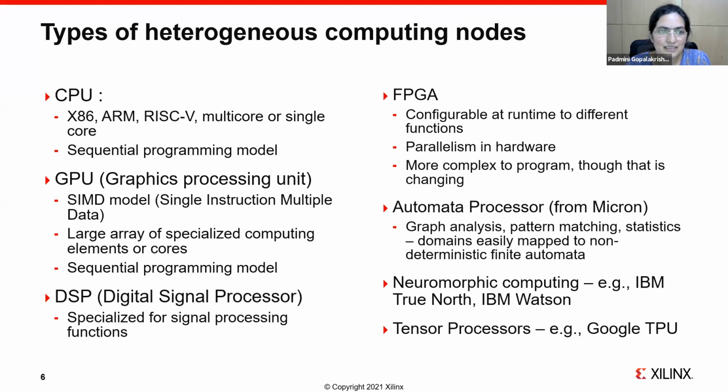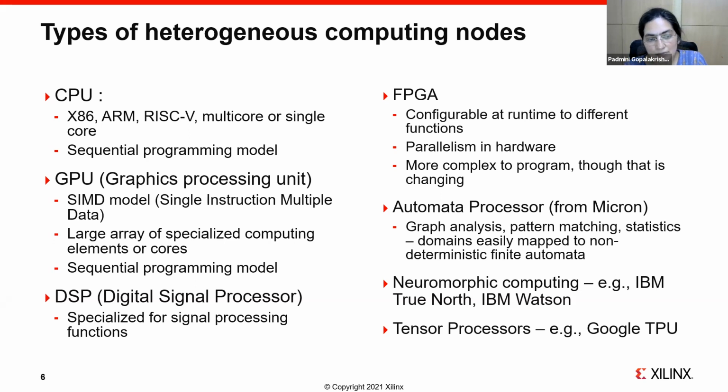Very popular architectures are x86, which is seen in Intel and AMD servers or desktop PCs. Then you have ARM, which is very popular in embedded chips. Then you have RISC-V, which is an emerging architecture. These CPU nodes could be multi-core or single core. And as we know, they typically follow a sequential programming model.